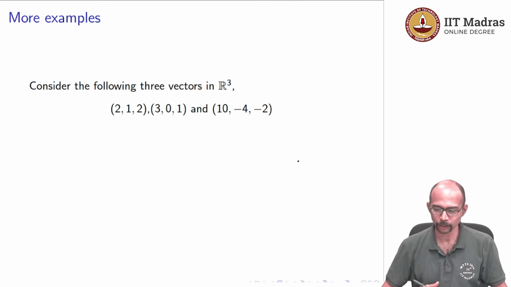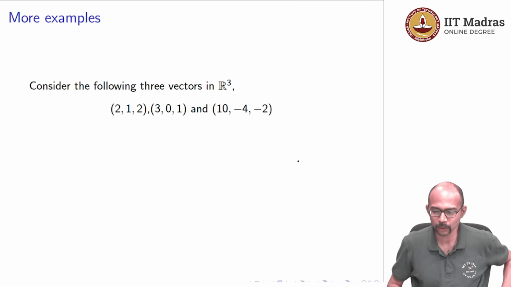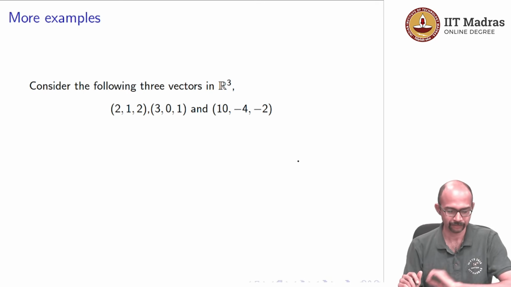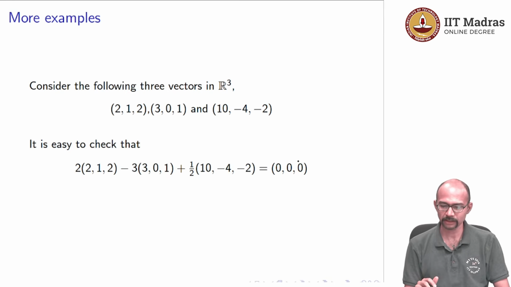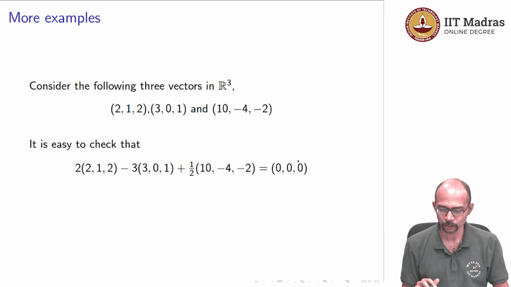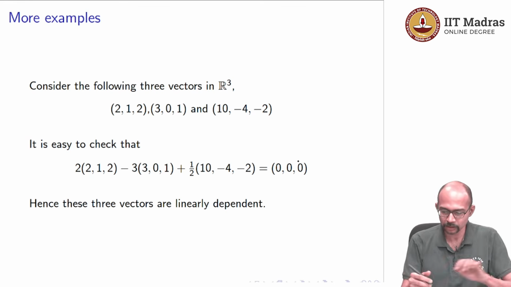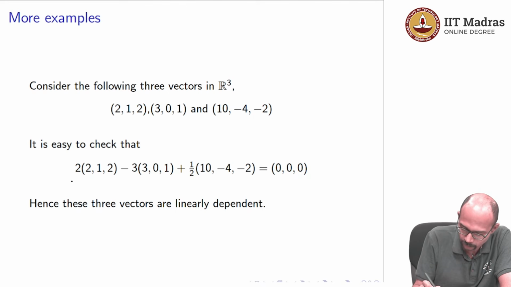So consider the following 3 vectors in R3: (2, 1, 2), (3, 0, 1) and (10, minus 4, minus 2). So here is an equation that we can check easily: 2 times (2, 1, 2) minus 3 times (3, 0, 1) plus half times (10, minus 4, minus 2) is the 0 vector. So from here it follows that these 3 vectors are linearly dependent. Let us do this checking just to be sure.